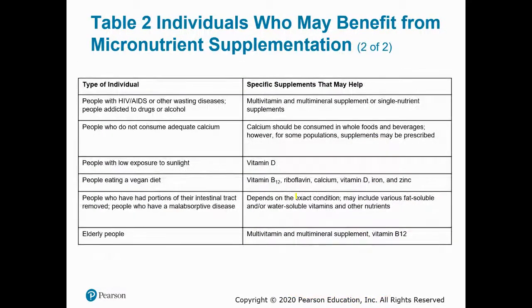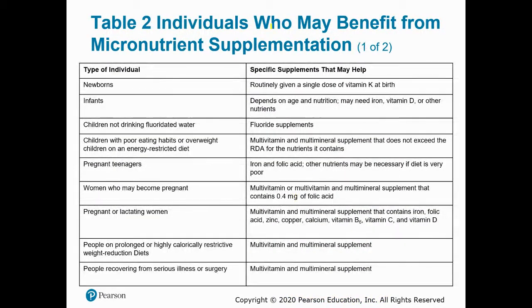So then a 2-page chart here, showing individuals who may benefit from supplementation, or situations in which supplementation might be recommended or even beneficial. It also indicates the specific supplementation. So it's not just saying across the board, all infants need to supplement, or all pregnant teenagers need to supplement with everything. It's saying in these specific cases, here are specific supplements that might be recommended.